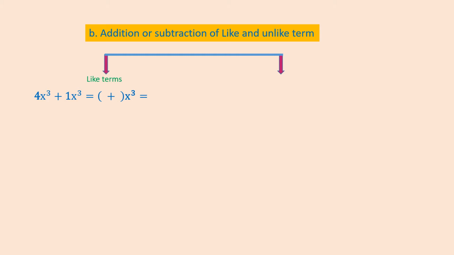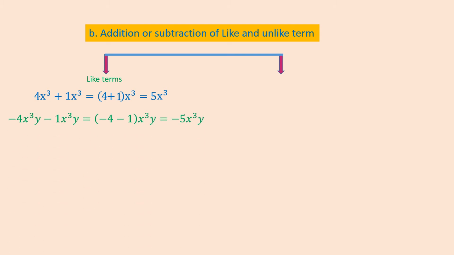So how do we add them? X cube is present in both the terms, so that is common, as you can see in the bracket, and the coefficients 4 and plus 1 will come here, which will further simplify. 4 plus 1 will become 5 and then x cube will come here. So 4x cube plus 1x cube equals 5x cube. The variable is the same, so we only add the coefficients, or if the sign is minus, then we subtract them.